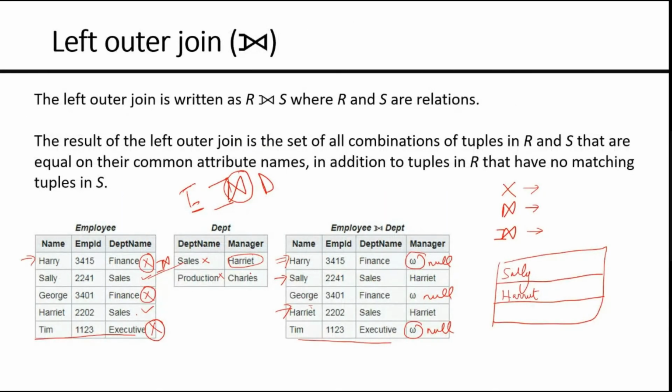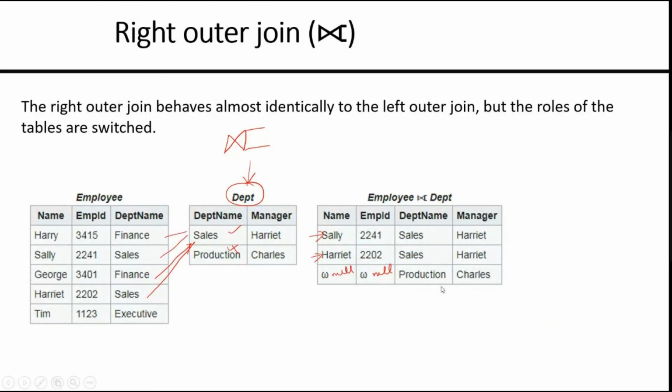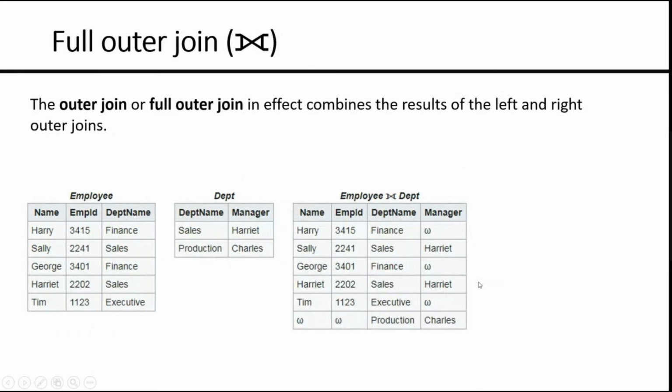In a similar way, in a left outer join, what is the English version of this? List out all the employees with their manager, and if there are no managers for the employees, include those employees also. So in case of Harry, there is no manager. In case of George, there is no manager. They are very happy guys. Tim, there are no managers. So again, Tim is a very lucky guy because he's not having any supervisor. So he's independent, right? This is the meaning of left outer join and the right outer join.